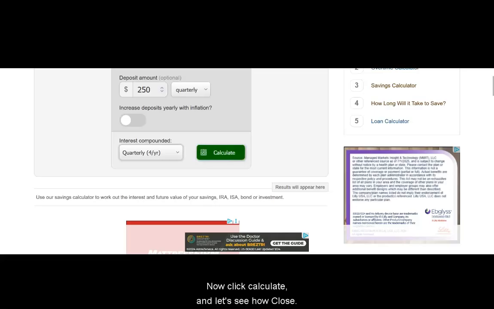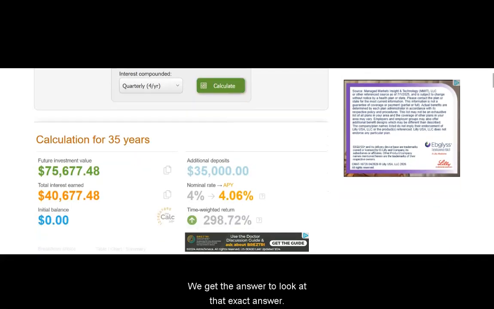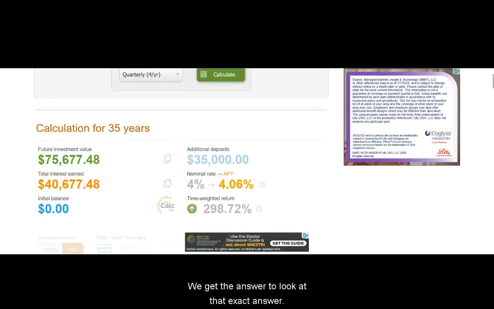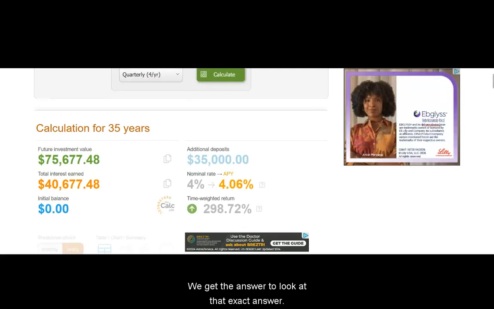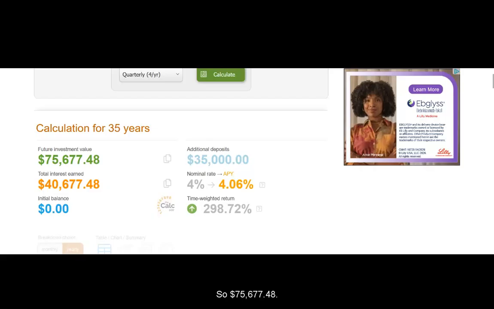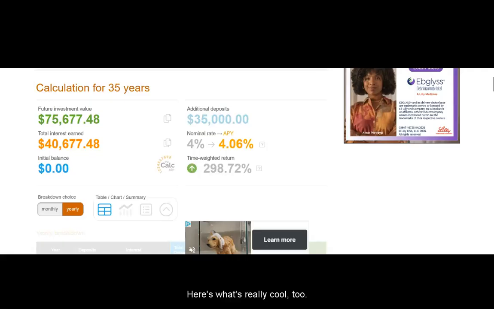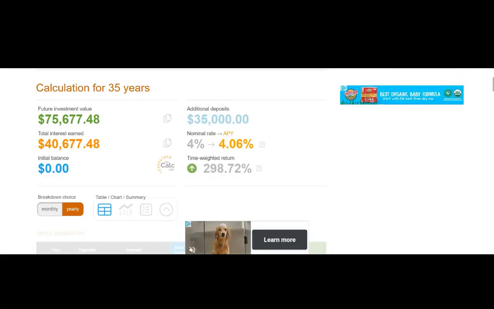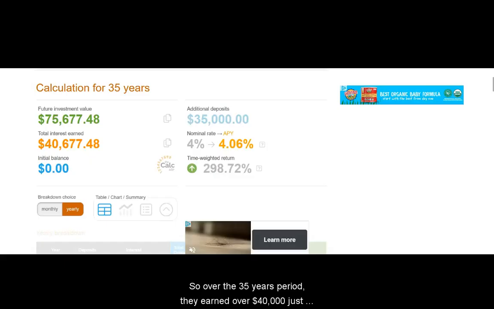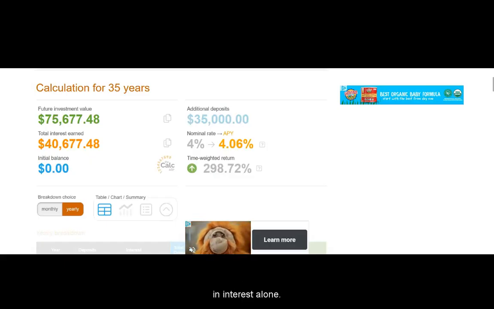So it's very important to change that to whatever it is that your interest is being compounded by. Now click calculate, and let's see how close we get the answer to. Look at that exact answer. $75,677.48. Here's what's really cool too. This is showing you how much you made in this problem in interest. So over the 35 years period, they earned over $40,000 just in interest alone.